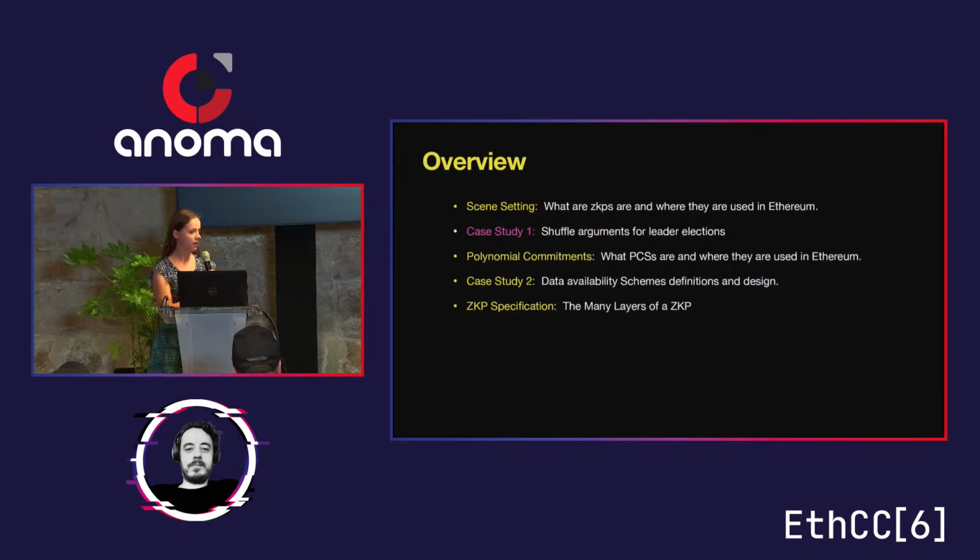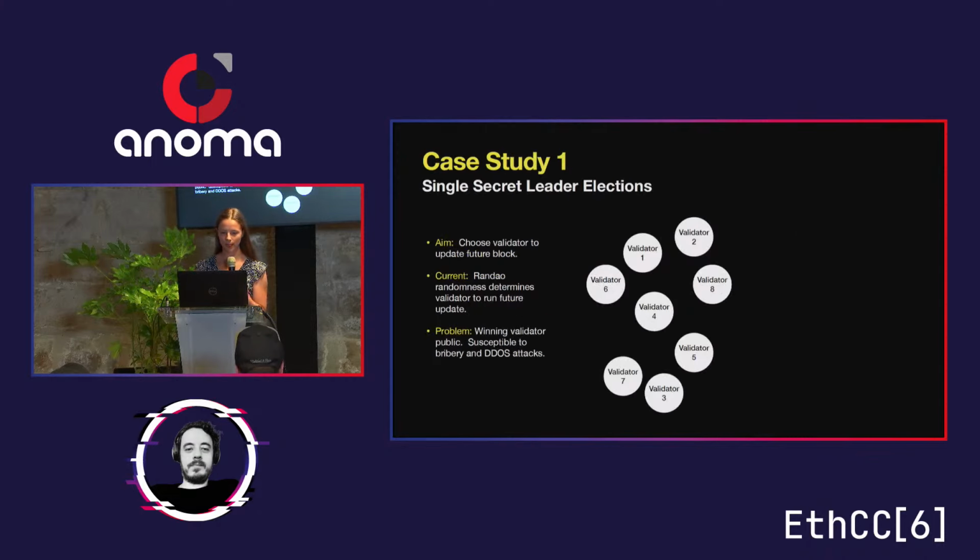Let me move on to a case study, which is a case study that I have personally been working on a bit, which is the case of shuffle arguments specifically for leader elections. So this is, in my mind, quite a fun application, which is related to the core consensus layer of Ethereum. The aim here is to choose a validator to update a future block. The current way that we're doing this is that RANDAO is going to output some randomness, which is just going to randomly determine the validator to run that update.